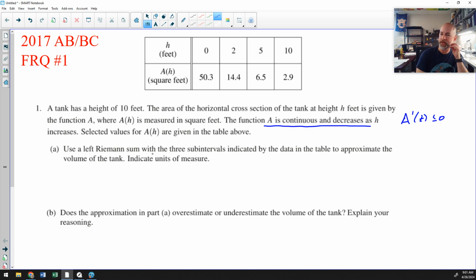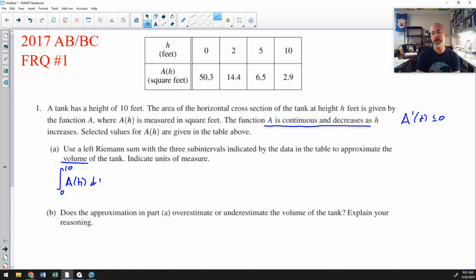A, use a left-hand Riemann sum with 3 intervals indicated by the table to approximate the volume. Okay, in AP Calculus, anytime we find volume, it will always be the antiderivative of the cross-sectional area. Whatever shape the cross-section is, the area of that is what you integrate. And in this case, we have a function for the cross-sectional area. So we're going to go 0 to 10 of A of H.